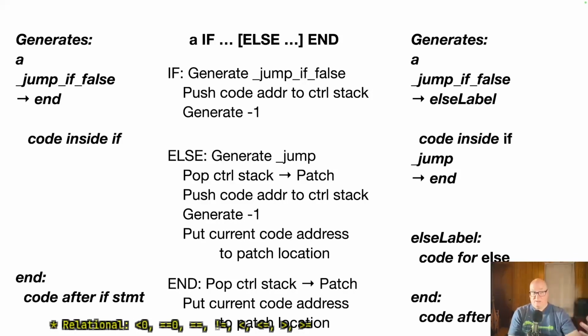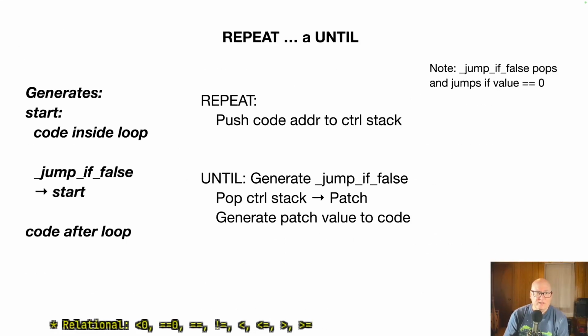So I'll decide on the assembly code, then I'll see if I can generate it. When I have something like this with two paths, I have to make sure that if end generates the code on the left and if else end generates the code on the right. So it's a little trickiness. Now, if is kind of a complicated one. Let's go forward. I think repeat until is the easiest one.